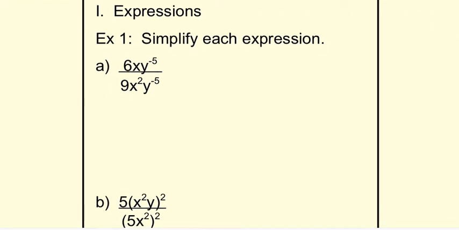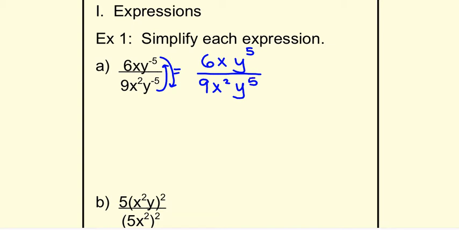We have 6xy raised to the negative 5th power over 9x squared y negative 5th power. All right, we're going to go ahead and move the negative powers to the other direction, or the numerator and denominator. So we have 6x, that becomes a positive y to the 5th, 9x squared, positive y to the 5th. Now, those y to the 5th powers are going to cancel out. Y to the 5th divided by y to the 5th is just 1.